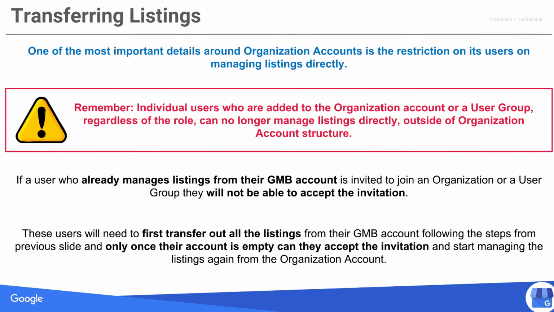One thing to remember as well is that individual users who are added to the organization account or a user group can no longer manage listings directly outside of the organization account structure. So if you have a user that you want to add as part of your organization account, and if that user already has a Google My Business listing associated to an account, they will not be able to accept the invitation. First of all, they'll have to transfer all the listings outside of their current email address, and only then, when there are no listings associated to that email address, you'll be able to add that user as part of your organization account.